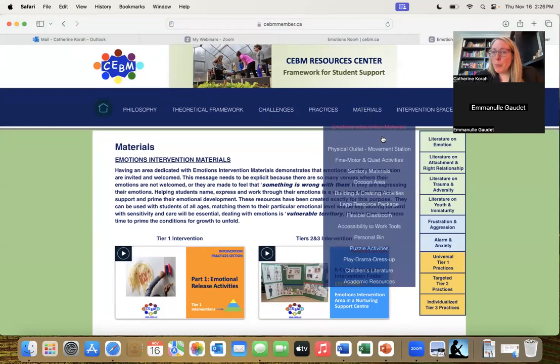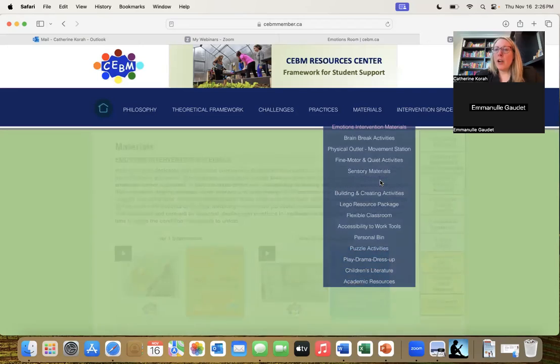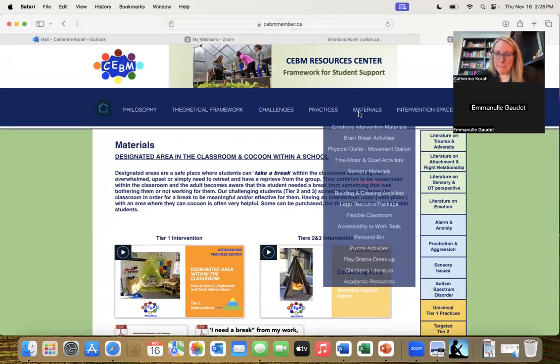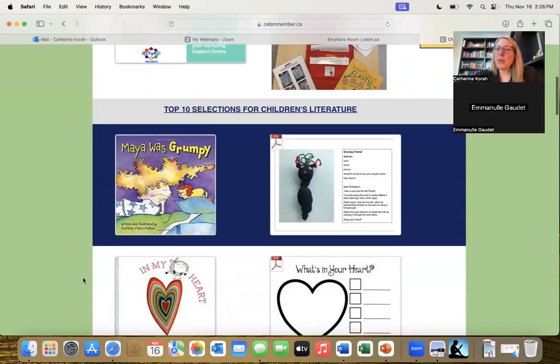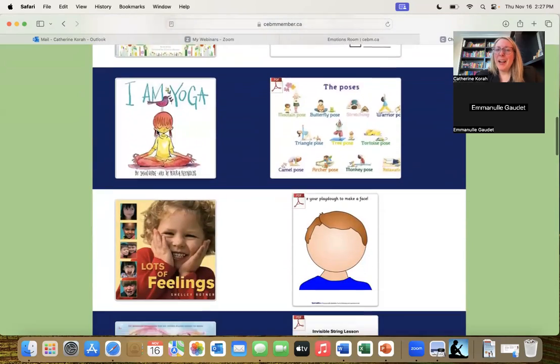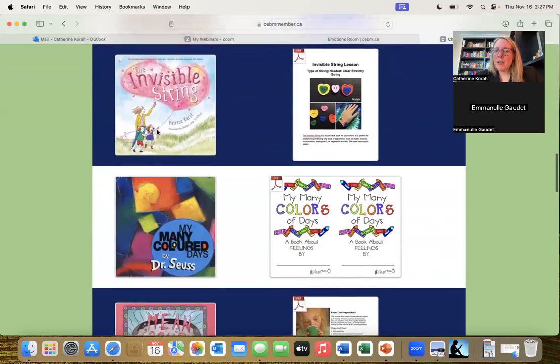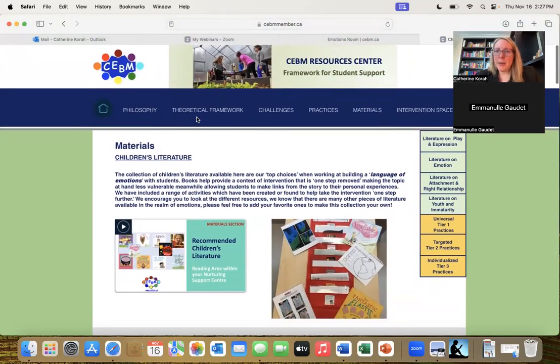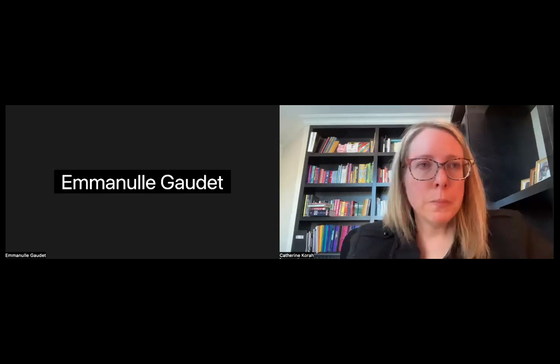Then I've got things on brain breaks if you're interested, on movement stations. I've got here under cocoon area, this is a designated area for the classroom. So you've got a document here. What else do I have that might be relevant? I really invite you to go. Oh, I even have, in terms of children's literature, some of our favorite books and activities to go with it. So we've got one, for example, on Maya, who's grumpy. We've got some on feelings and so forth. So I invite you to go and take a look at that. So I'm going to stop sharing now.